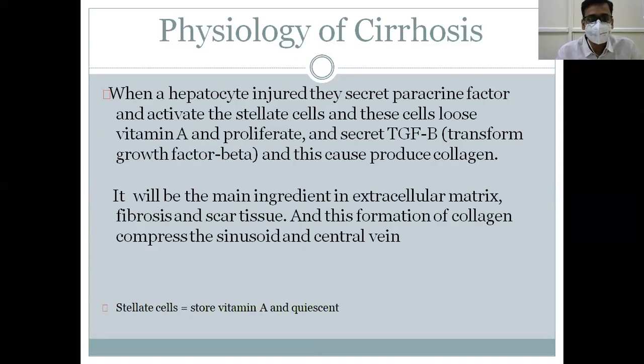It will be the main ingredient in the extracellular matrix, that is the fibrosis and the scar tissue. And this formation of collagen compresses the sinusoid and the central vein. This is the basic physiology involved in the process of cirrhosis.